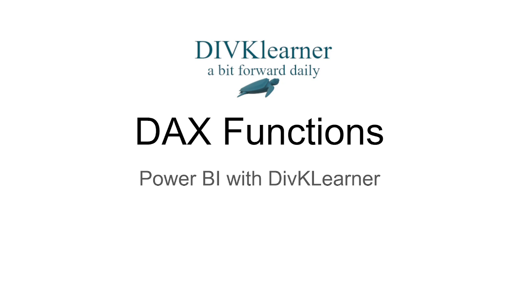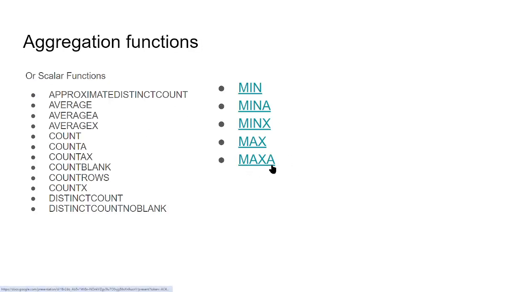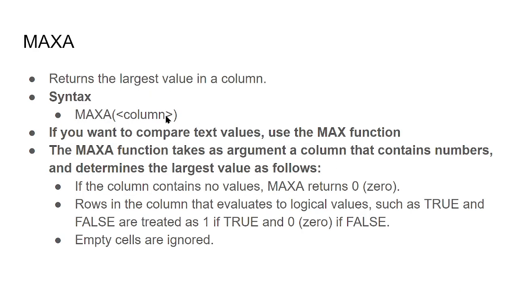Let's get started. So today, as I was mentioning, we are talking about the aggregate function called MAXA. This is MAXA, which gives you the largest value in the column. That's the syntax of it, where you write down MAXA and the column. If you want to compare the text values, then MAXA is not the right choice for you. You should go with the max function, which we have done in the previous lecture.